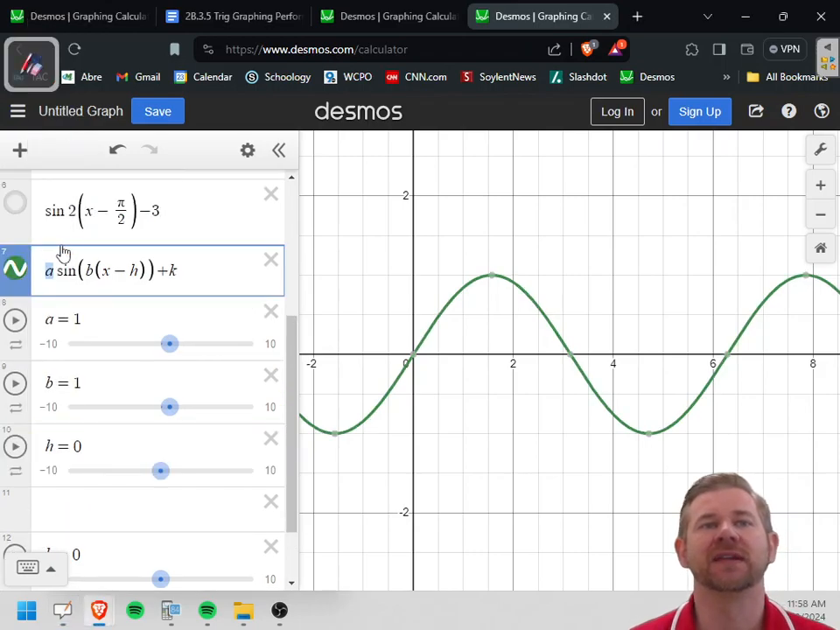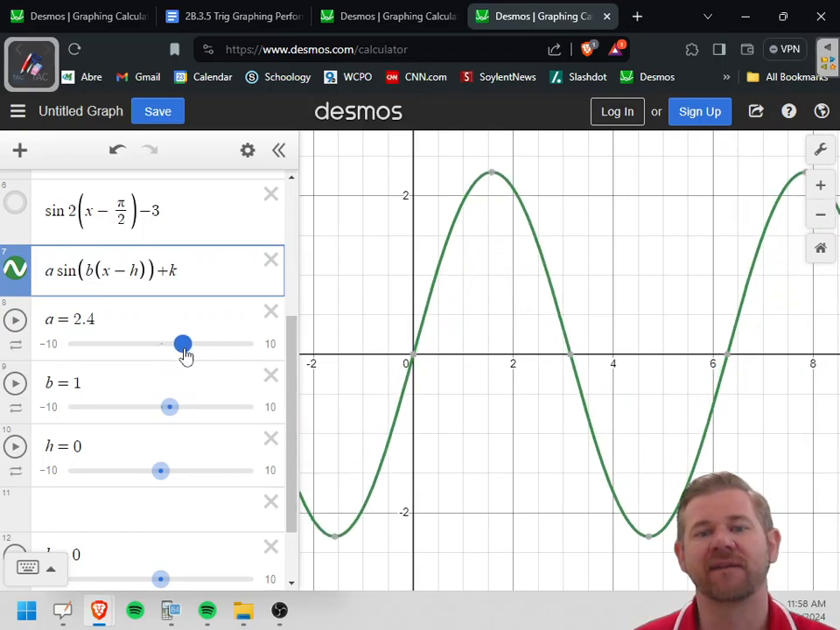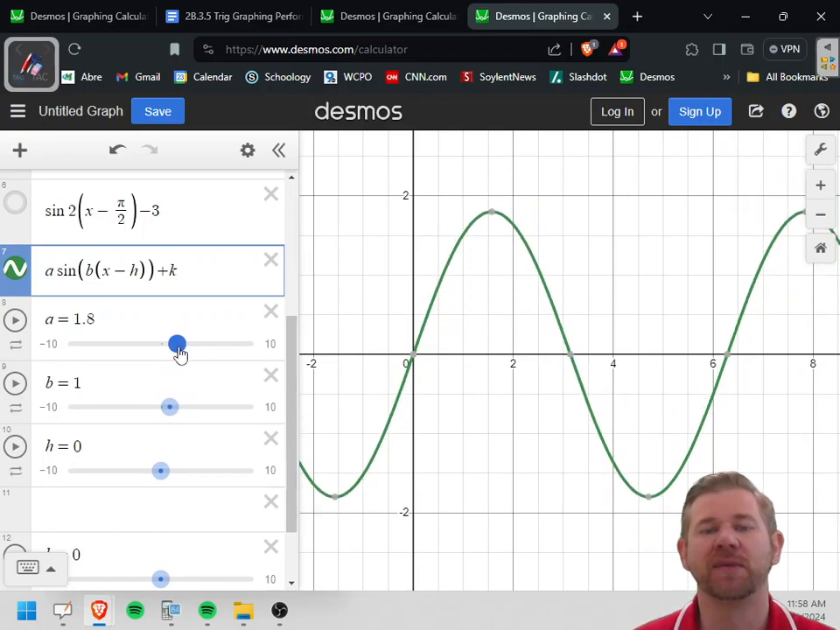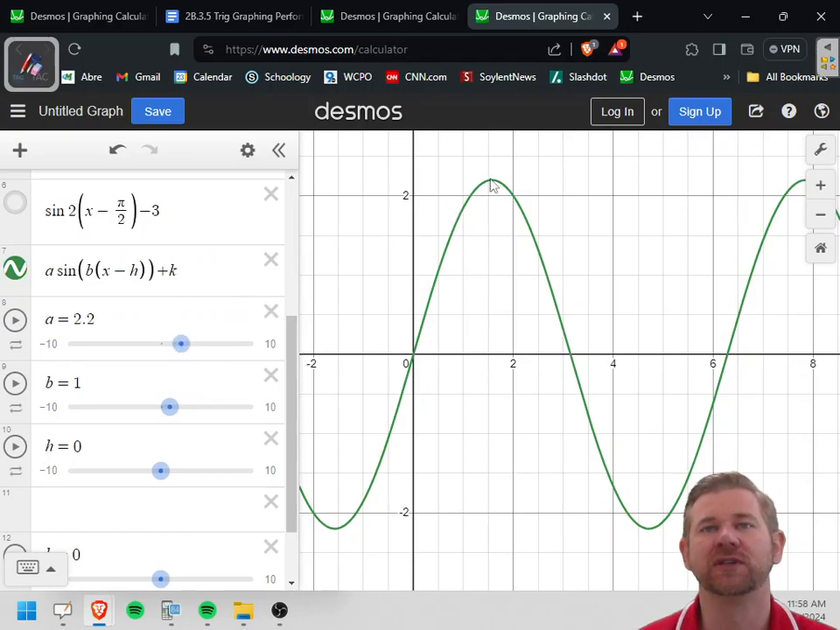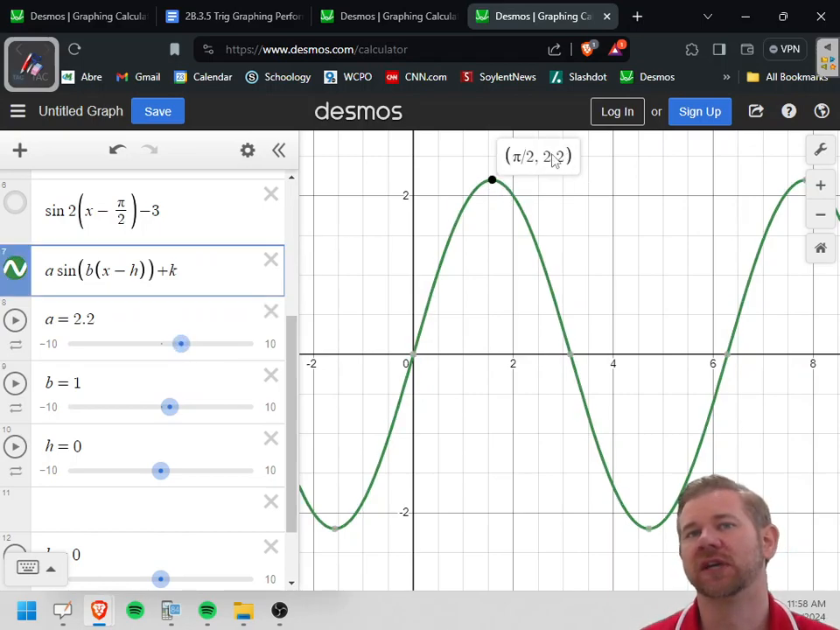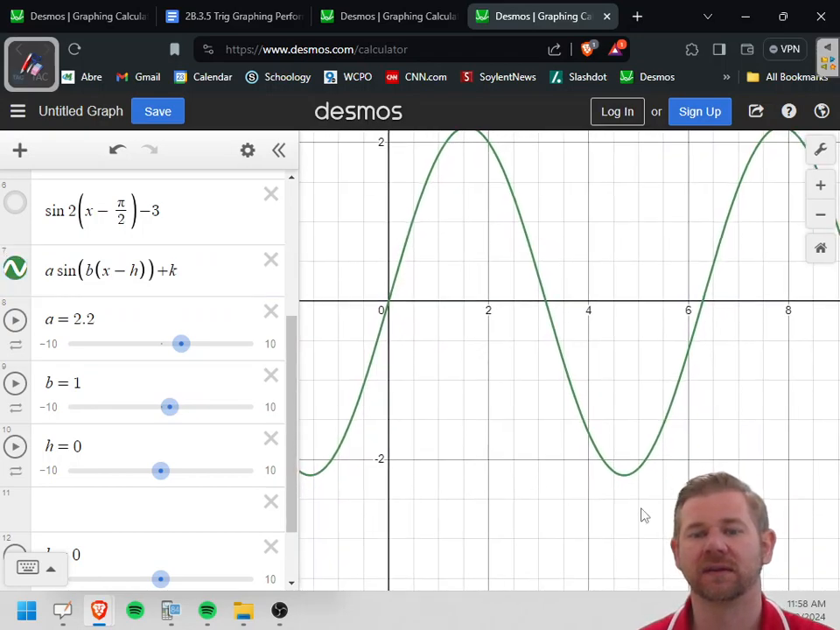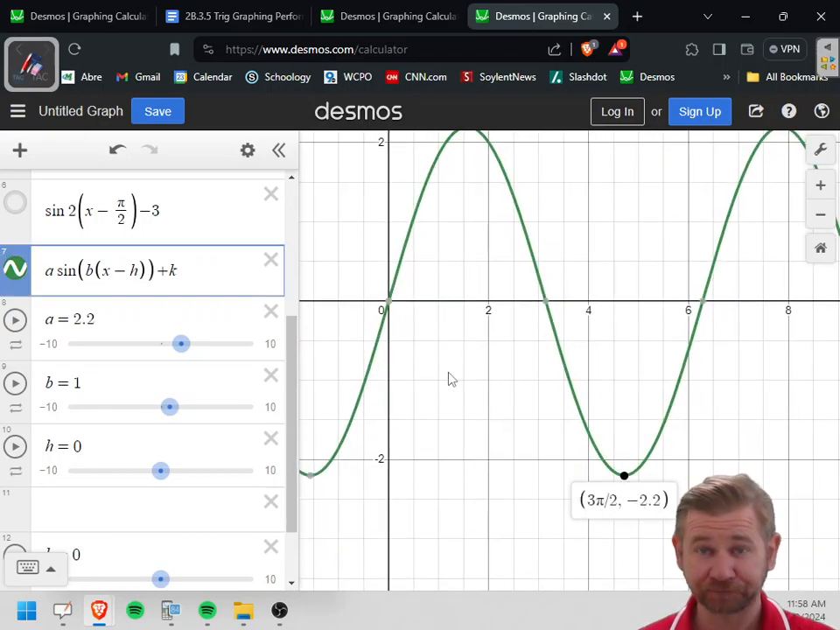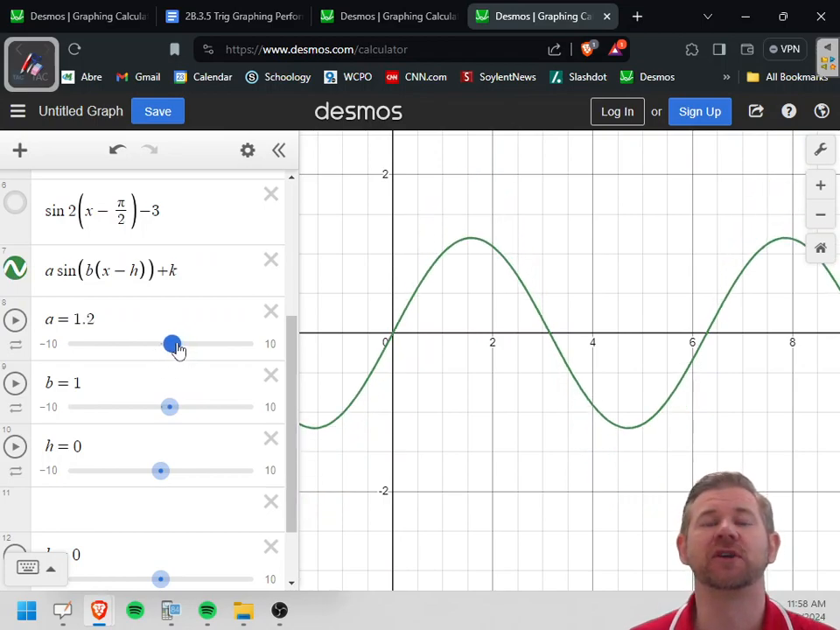A is the number that is in front being multiplied. It's called the coefficient of the sine or cosine function. When you make this one bigger, this is changing the amplitude. The amplitude stretches it out vertically. We're talking about how far above and below the midline you're going. If it's 2.2, 2.2 is the biggest y value. Negative 2.2 is the smallest y value. You can't really see that right there, okay? So that's going to determine your y-axis.